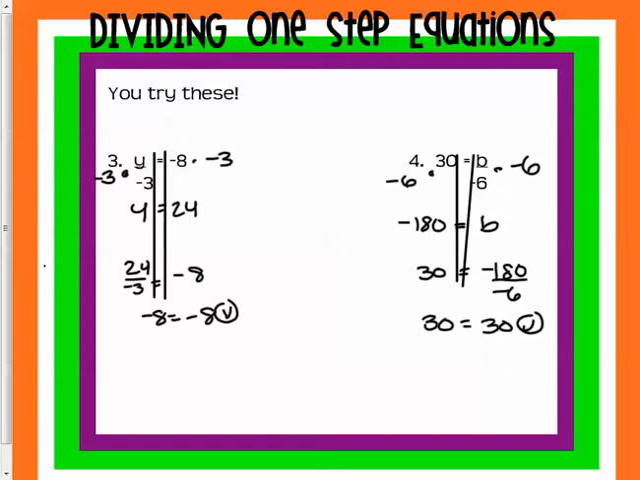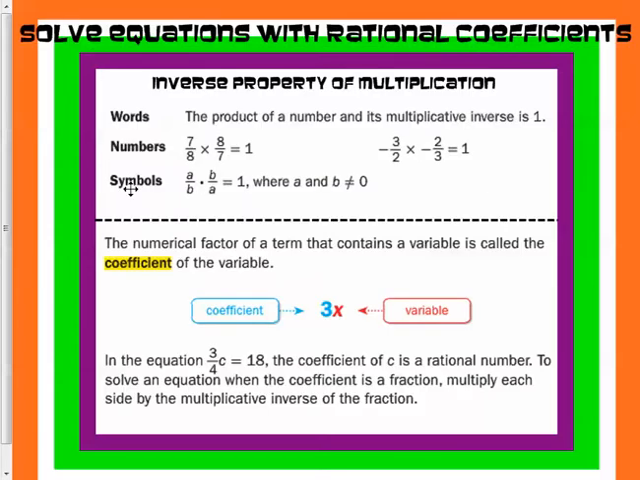Now let's get to the nitty-gritty. We know the inverse property of multiplication is where you flip over the fraction, and so they can cancel out and give you 1. So here are some examples. I want you to pause the video and copy down this entire page for me. Okay, down here, remember to copy this down as well.